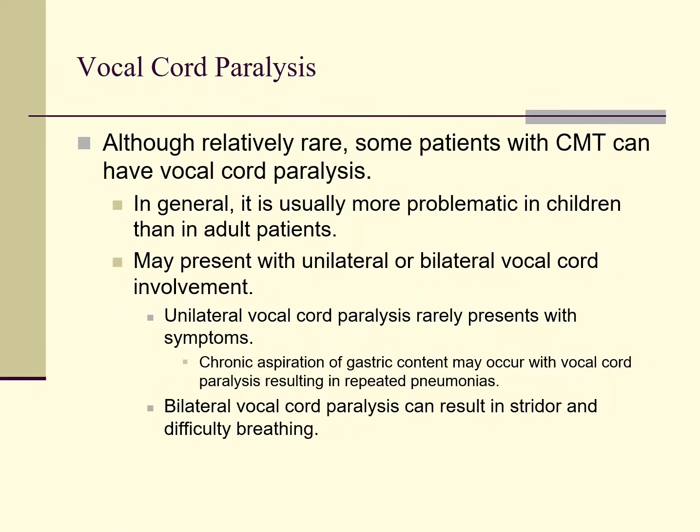Okay. Thank you. So again, vocal cord paralysis is a problem more in children than adults. It can occur as unilateral, one-sided, or bilateral vocal cord involvement. Unilateral vocal cord paralysis rarely presents with symptoms. As mentioned, you can get chronic aspiration of gastric content, which results in pneumonias, but short of that, it's usually not a huge problem. Bilateral vocal cord paralysis is a much bigger problem. This can cause a stridor, and it can cause breathing difficulties.